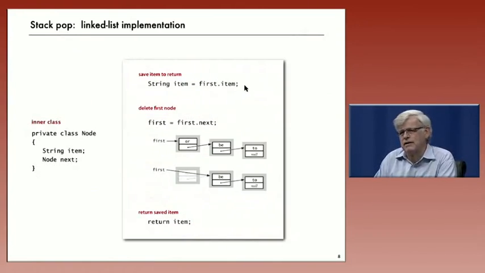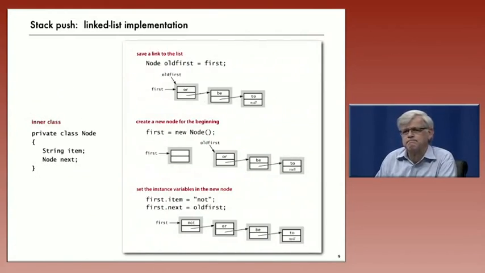First, we're going to need to return the first item on the list, so we save that away. Take first.item and save that in the variable item. Then, to get rid of the first node, we just advance our pointer to the first item on the list to point to the next item. And then that first node is ready to be reclaimed by the garbage collector. And then the last thing we need to do is just return the item that we saved away. Okay, so that's the pop operation.